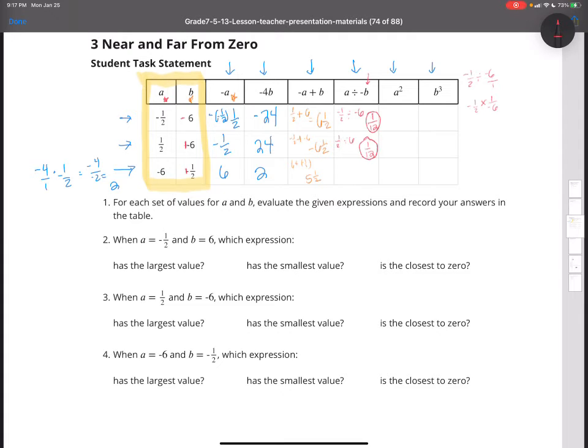And then for this one, I have negative 6 divided by a positive 1/2. Now my answer is going to be negative, but I still want to apply the multiplicative inverse. And this will give me negative 12.